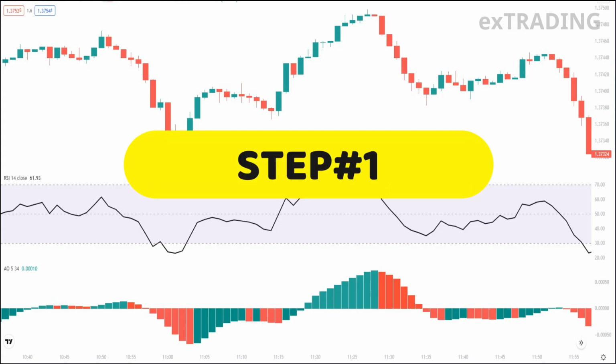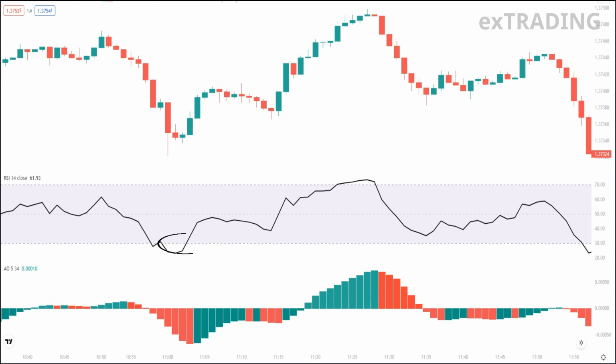Buying rules. Step number 1. The relative strength index must be below the 30 level or in oversold conditions. Step number 2. Wait for the relative strength index to start heading above the 30 level and see if the awesome oscillator is showing us a green bar. Step number 3. If the awesome oscillator is showing a green histogram bar, we look to place a buy order in the current candlestick.